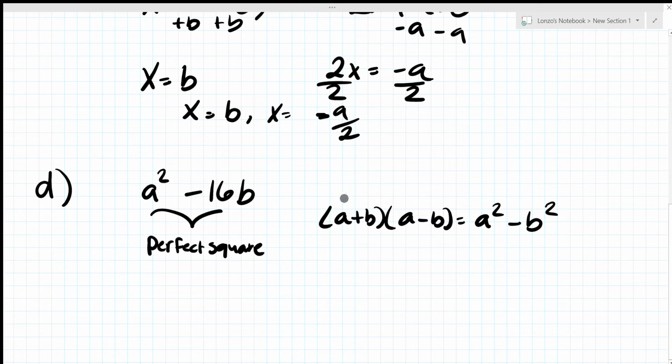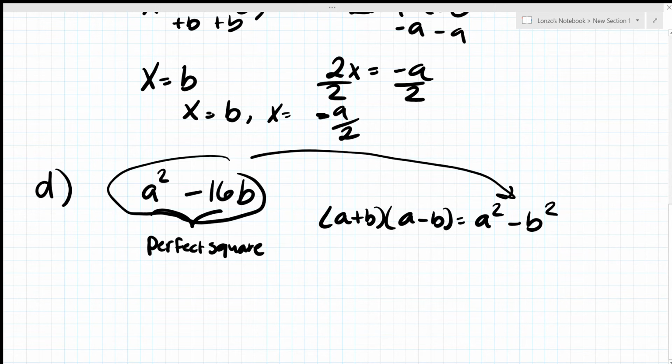Which part does it look like? Does it look like this part or like this part? This looks like the right side, right? So we got to make it look like the left side. So first we got to figure out what's my a. What number when squared gives you a squared? Just a, right? Because a squared gives you a squared. And then what do you think my b is going to be? My b is going to be 4b. Oops, this should be b squared as well. My mistake. So my b is going to be 4b because when you square 4b, you get 16b squared.